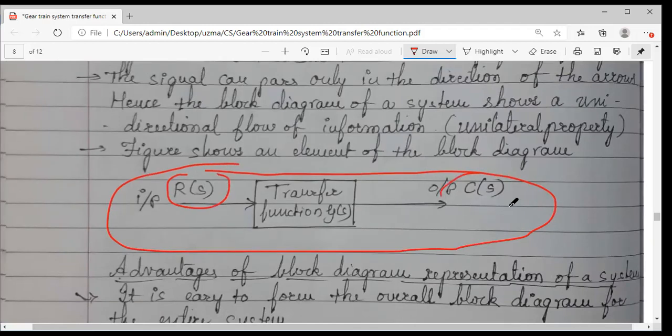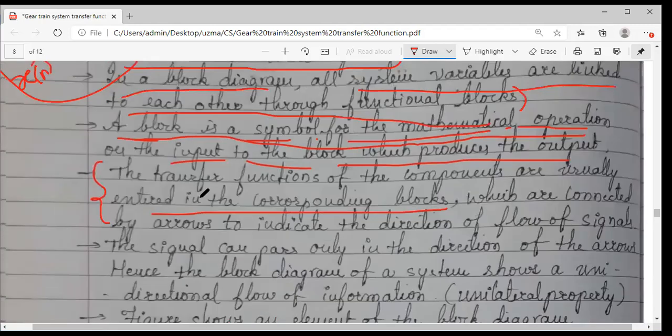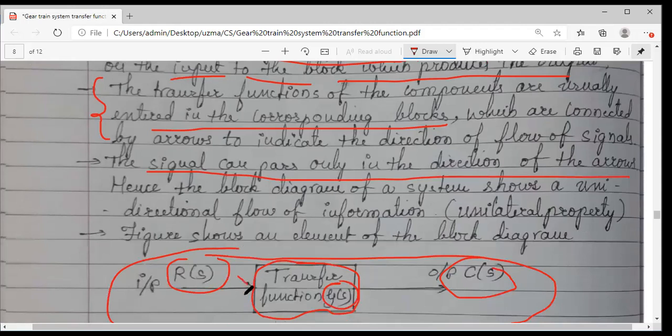You have an input, you have an output, all in terms of Laplace transforms, and the transfer function is entered in these blocks. जो भी आप rectangular या ये square जो देख रहे हैं, ये क्या करेगा? In this, you generally enter the transfer function of the system. Here, this is one open loop system, so it is G of S. The signal can pass only in the direction of the arrows. यहाँ पे आप देख सकते हो, there is an arrow indicating the flow of signals. Hence, the block diagram of a system shows a unidirectional flow of information. That is what we call the unilateral property. It cannot go in the reverse way.